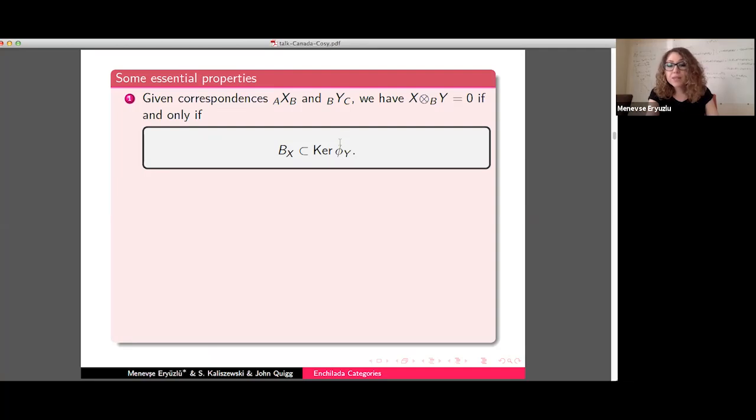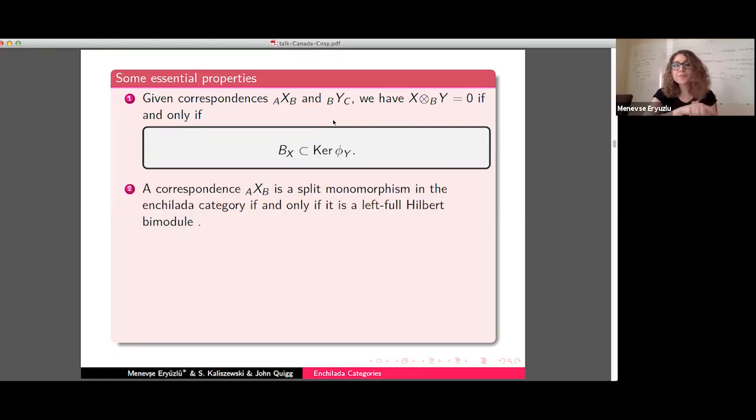Here phi y is, remember, the associated non-degenerate homomorphism. Now, as you can imagine, a morphism being invertible, having a right or left inverse, is a very special case for us, and it's very useful. So we do want to give a nice characterization for those morphisms.